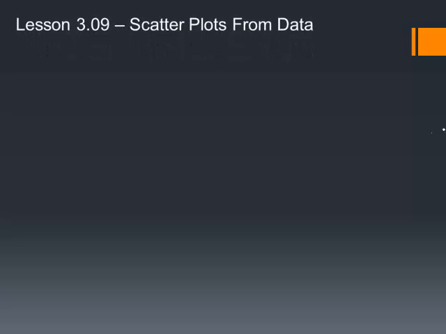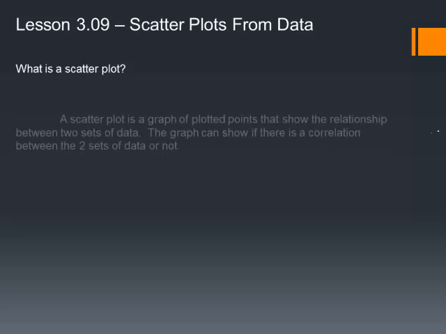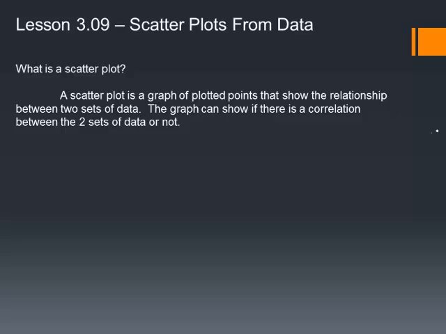Lesson 3.9, Scatter Plots from Data. Okay, so first we want to talk about what is a scatter plot. A scatter plot is a graph of points that shows a relationship between two sets of data. And it can show if there is a relationship, so correlation, or if there's no relationship, so there's no correlation.